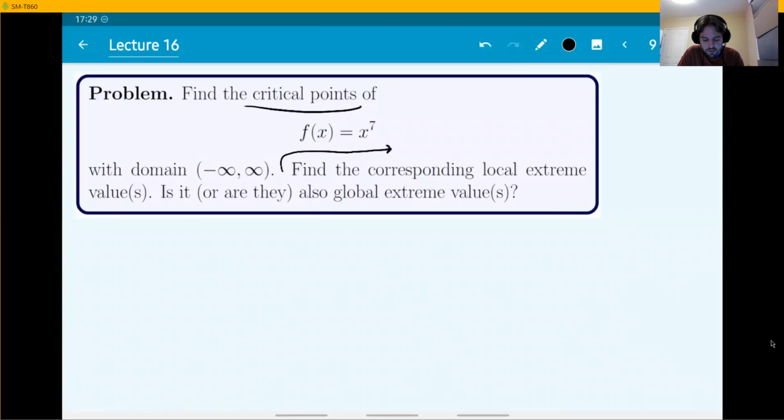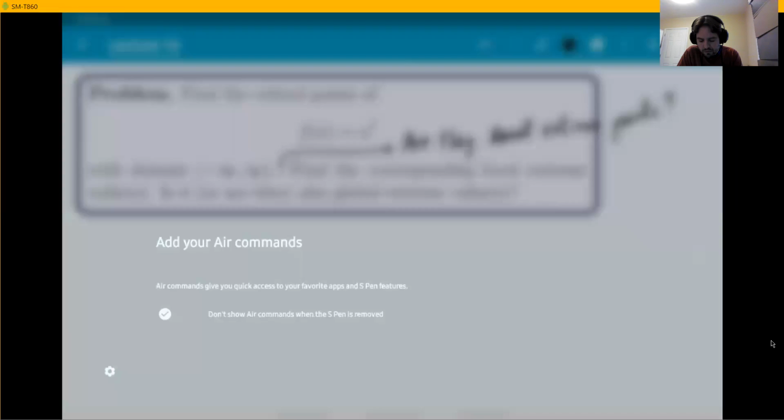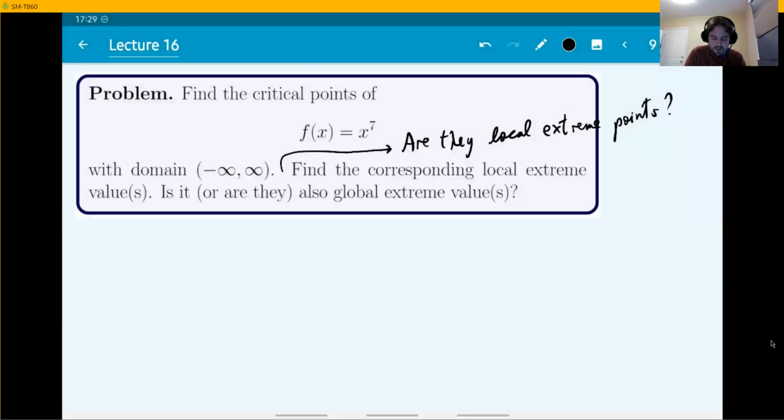We're going to find a critical point. Is it, or are they, local extreme points? And if so, then find the corresponding extreme values. And are they global? But the answer will all be no, but this time it's not going to be an extreme point. We'll see that. So anyway, the first question they're asking is find the critical points. Let's do that.